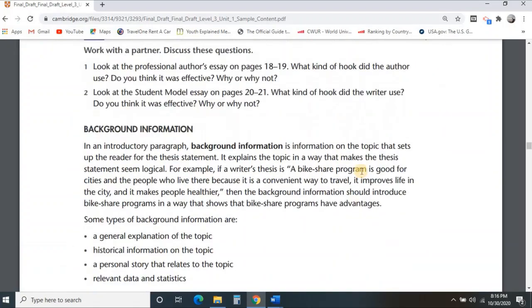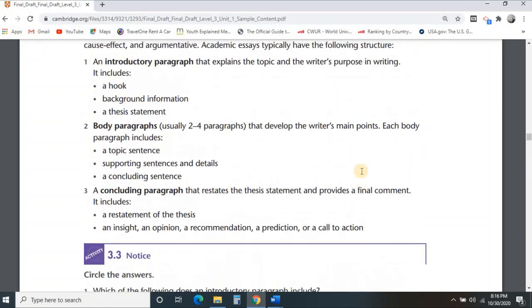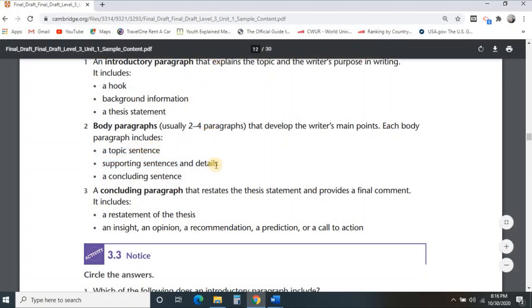Okay, let's go back and finish with the other parts of the paragraph. So we said that it starts with the topic sentence. Now, what comes after the topic sentence? What comes after the topic sentence are the supporting details. This topic sentence is not enough by itself. It needs support. So make sure to provide enough examples, statistics, whatever support you think can support your topic sentence, which itself supports the idea in the thesis statement.